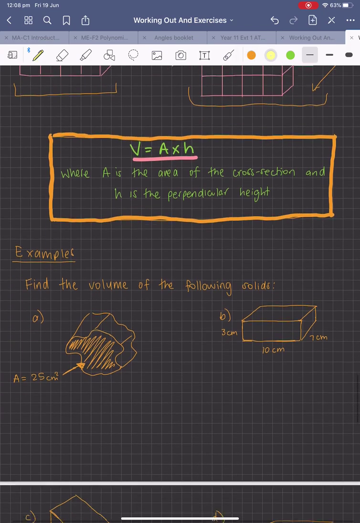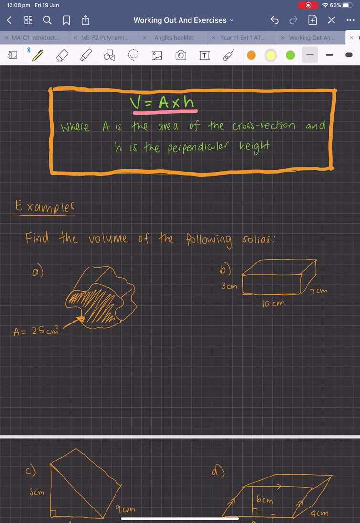So in this first example here, we've been given the area of the cross section. So all we need to do, the volume will be the area of the cross section times the height. And I forgot to put the height on, sorry, it's 4 centimeters. Remember, when doing this, they need to be in the same unit. So if this is centimeters, this has to be in centimeters as well. So in this case, the area is 25 times 4, and we'll get 100 centimeters squared.